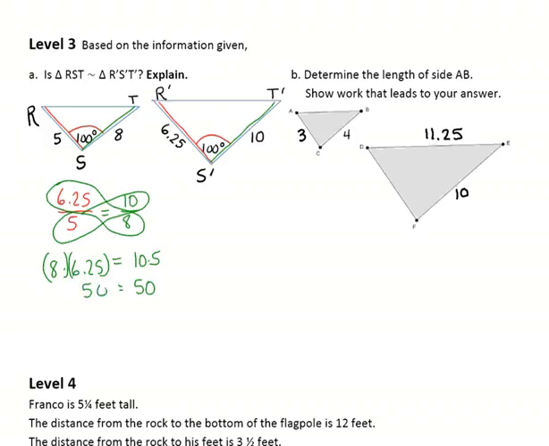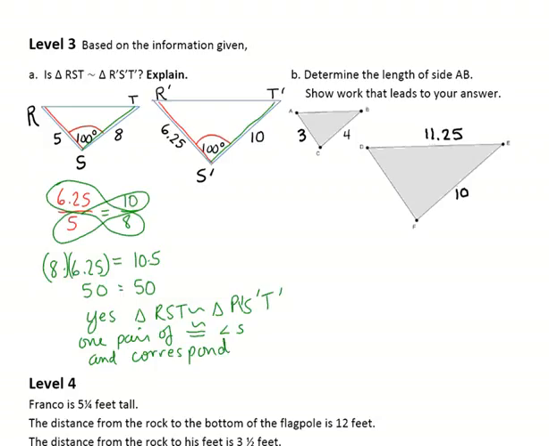And this is also 50. And so the sides are in proportion. The answer is yes. Triangle RST is similar to triangle R prime, S prime, T prime. We have one pair of congruent angles and corresponding sides have the same scale factor.